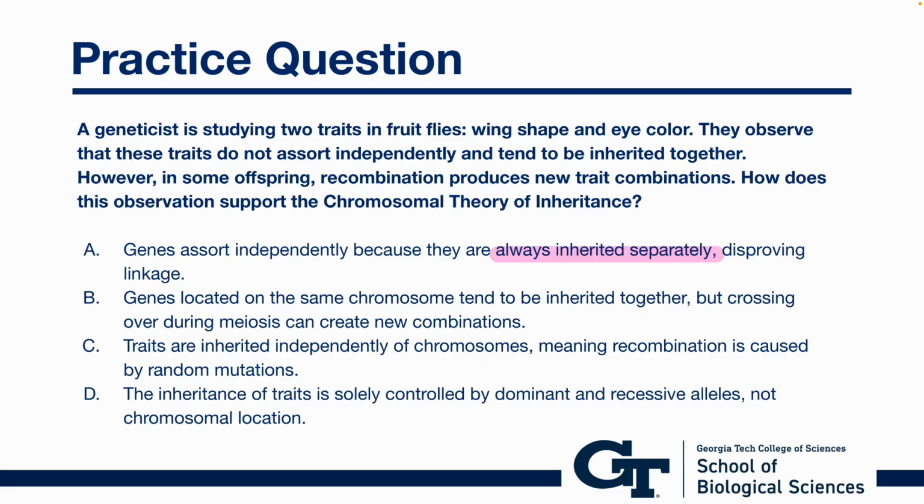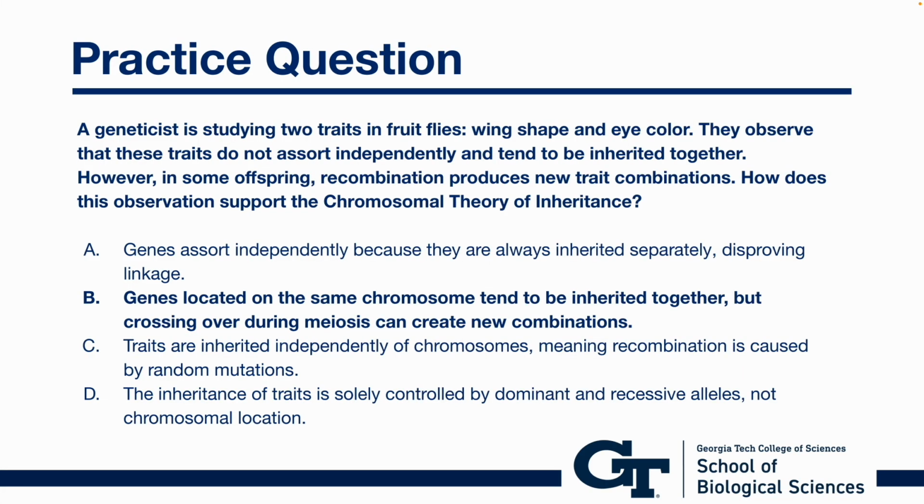The inheritance of traits is controlled solely by dominant and recessive alleles. No, because we just saw sex linkage, which has nothing to do with dominance and recessiveness, which means that genes on the same chromosome can be inherited together, and we have the homologous recombination during meiosis that gives us genetic diversity. So the answer is B.